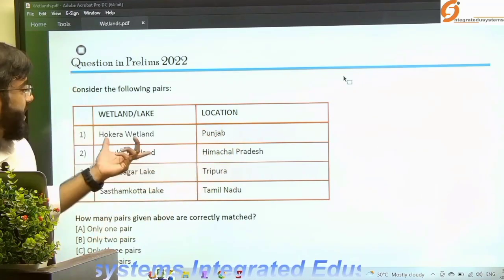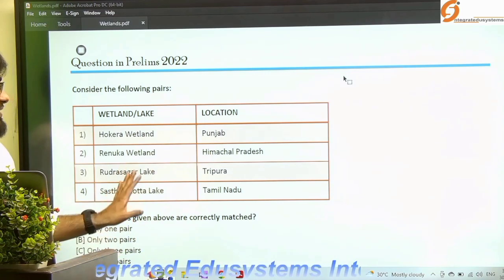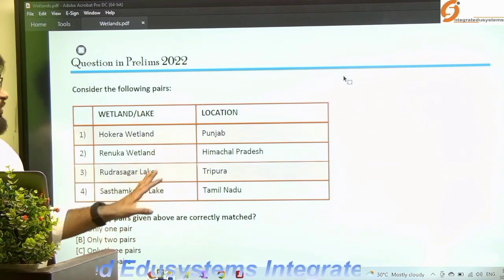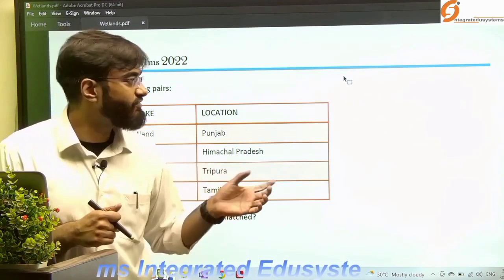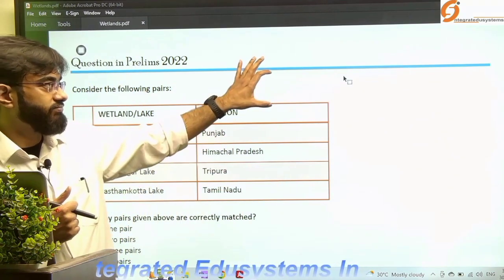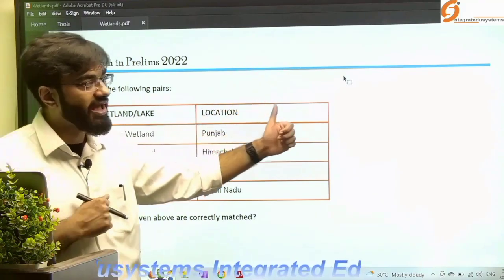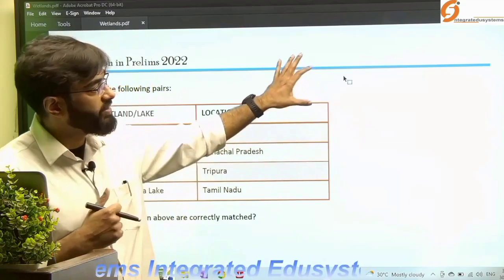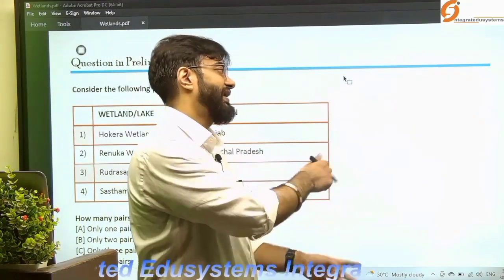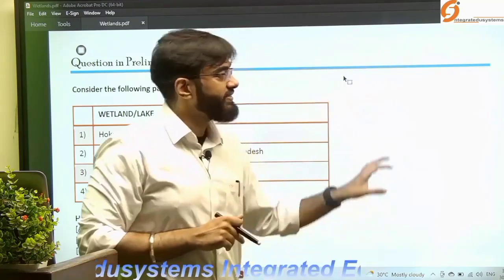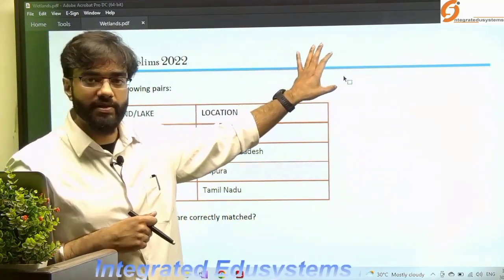Anyways, here we have the Hokera wetland, you can see the table clearly. Renuka wetland, I have already told you. Then Rudrasagar Lake, Sastamkota Lake. Now you need to work on your mapping skills. You just cannot rely on the atlas. Most students just highlight that this wetland is there, this wetland is there. That does not bode well during revision, whether during the prelims or the mains.